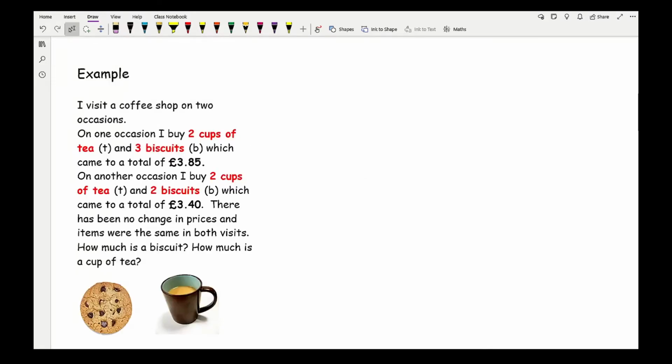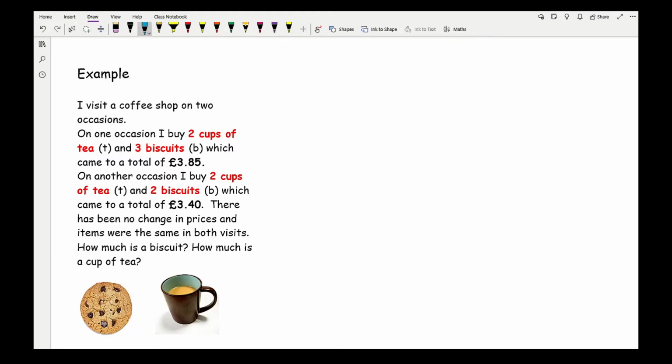So looking at this first example, it says that I visit a coffee shop on two occasions. On one occasion, I buy 2 cups of tea and 3 biscuits, which comes up to a total of £3.85. And on another occasion, I buy 2 cups of tea and 2 biscuits, which come up to a total of £3.40. Now, there's been no change in the prices, and the items were the same in both visits. And the question is asking us to work out the price of a biscuit and how much is a cup of tea. Now, the first thing we want to do with this particular question is use algebra.